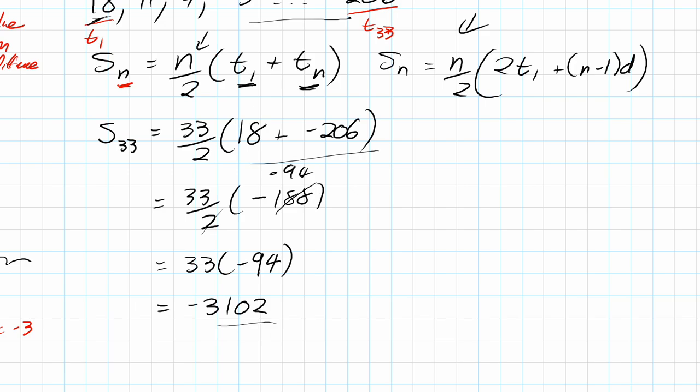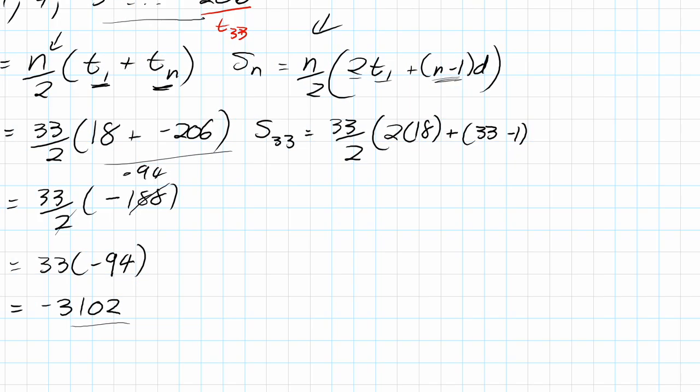Our other version is this, which we can also use to get to it. So let's see if we've done it correctly. Same idea. We're looking for the sum of the 33 terms. We start with the exact same looking coefficient, 33 over 2. But this time, we take 2 times the first number. So 2 times 18. And we need our term number, which is 33 minus 1, and the common difference. And the common difference in this case was negative 7.